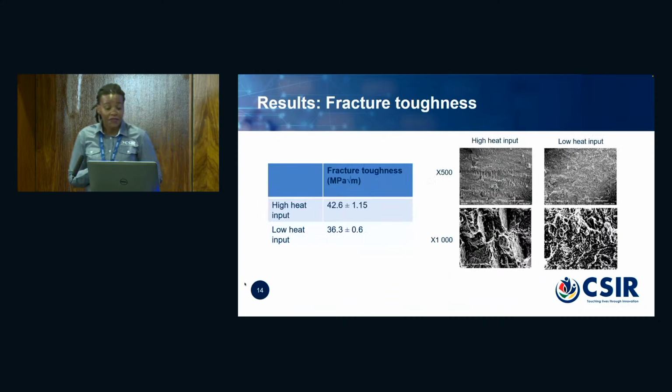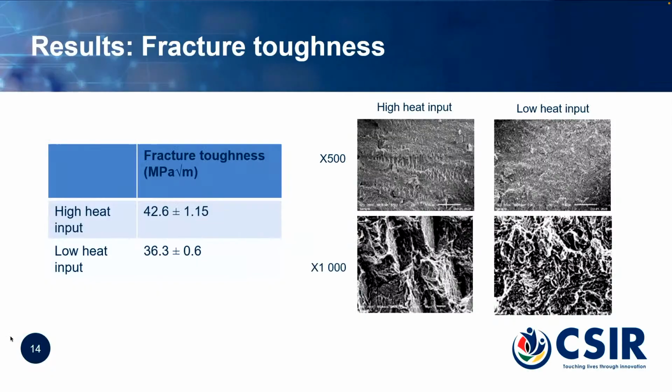Then we look at the fracture toughness, and fracture toughness is essentially how a material absorbs impact. Here, the results show that the high heat input had a fracture toughness of about 43 MPa root m, while the low heat input was lower at about 36 MPa root m.